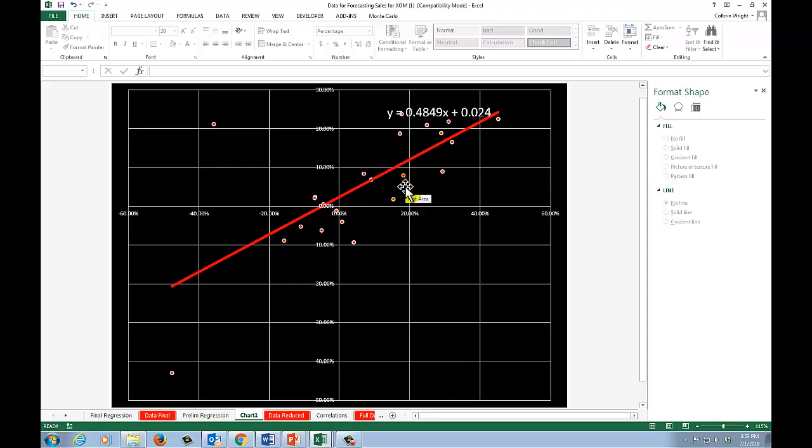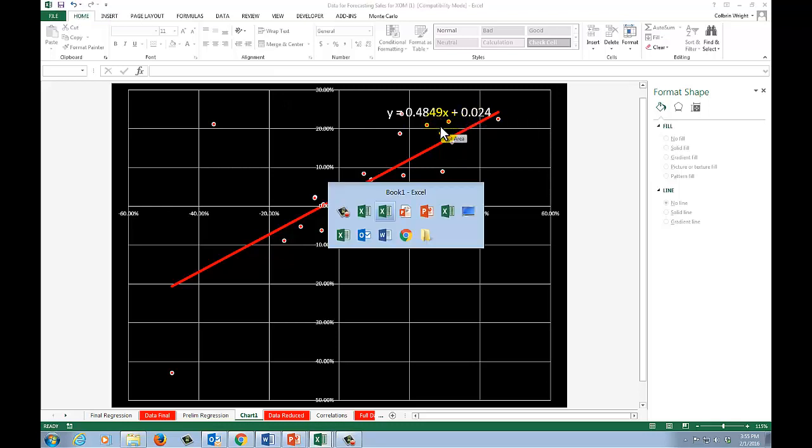And there are measures of how well this fits the data. I'm not going to get into that. But it actually spits out the equation for you, and it gives it to you in y equals mx plus b format. So what does that tell you? This tells you that if you wanted to forecast Exxon Mobil's earnings, or at least the delta in Exxon Mobil's earnings, just go and get the delta in oil, multiply it by 0.4849, and add 2.4%.